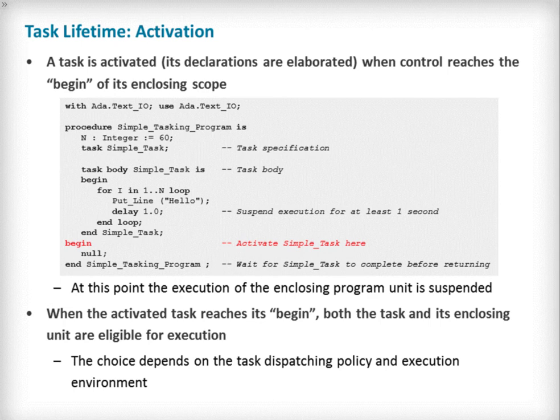Now the enclosing scope and the task body are each at their begin, and both are made eligible for execution. The task body and the statement sequence in the enclosing scope can execute concurrently, with the standard effect, either with actual parallelism or multiplexed under the control of a task dispatcher on a single processor.